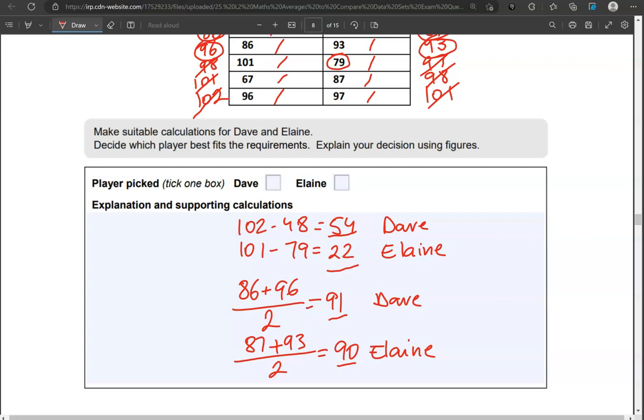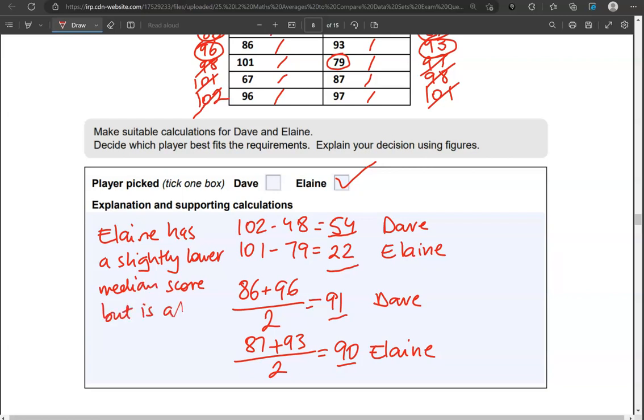So I'm going to suggest Elaine, and I'm going to say Elaine has a slightly lower median score, but is a lot more consistent than Dave.